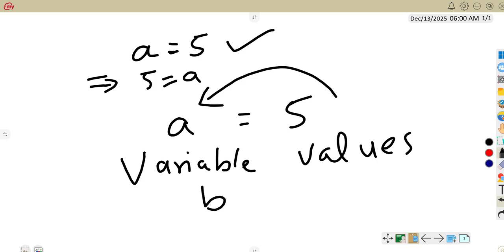If I'm writing B equal to 10, it means this value 10 is being stored in the variable B. So this is used to assign the value to this variable. In other words, the value on the right side is being stored in the variable on the left side.